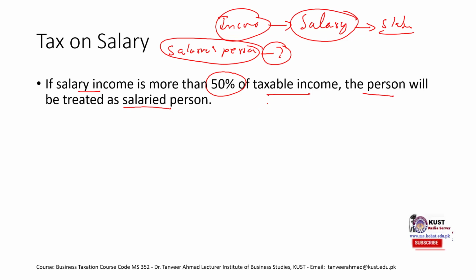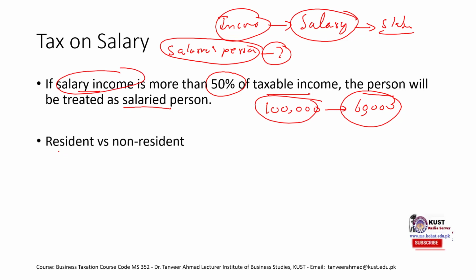For example, someone earns a total income whose taxable income is 1 lakh rupees, but his salary is 60,000 rupees. So 60,000 is coming from salary and the rest is coming from other aspects of his income. So would he be considered a salaried person or not? He would be considered a salaried person because more than 50% of his income is coming from the salary head.